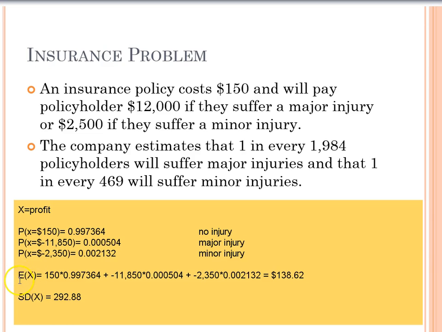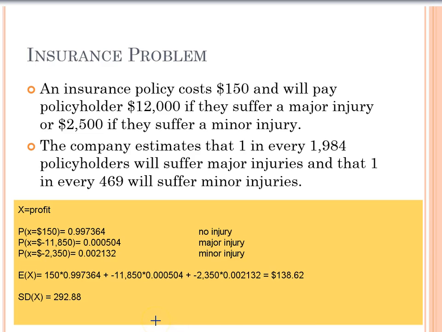So here we're looking at the expected value of the profit of one policyholder, and so we just multiply each outcome by the probability that it occurs, and that will give us an expected profit of $138.62. We can also calculate a standard deviation, which I'm not going to go through again in this video, but I'm going to show you the value here is $292.88. So that's a measure of how much spread we would expect to see in the profit of one policyholder.